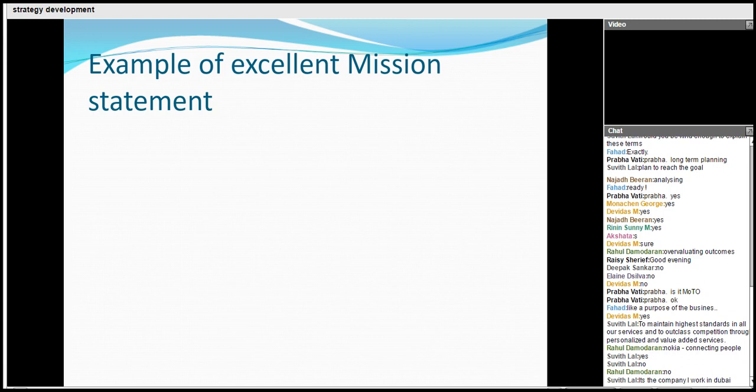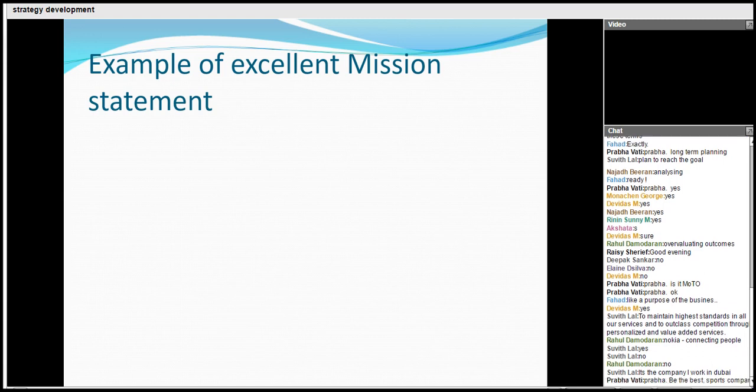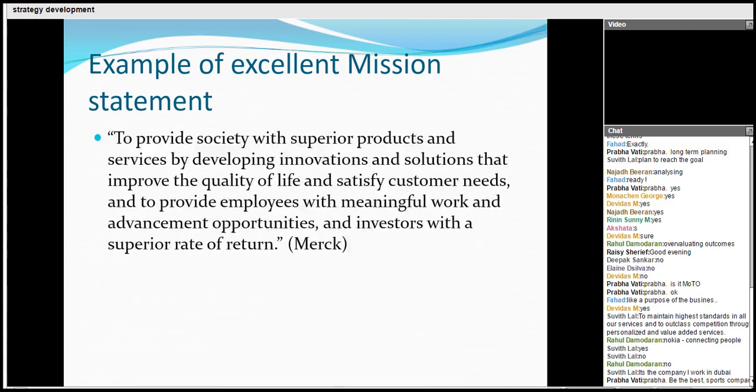Okay. Now we're going to look at examples of good missions, and then you're going to be able to tell which missions are not very good. Let's see. This is the mission of Merck. We all know Merck, right?